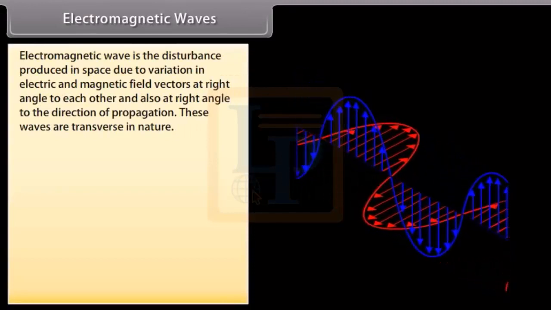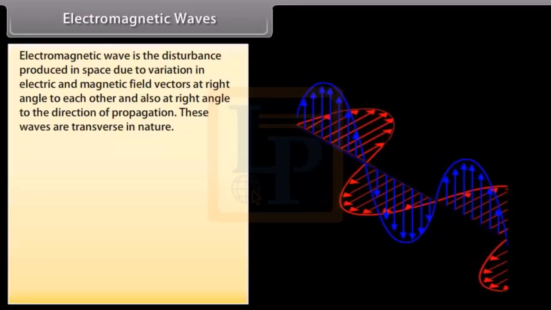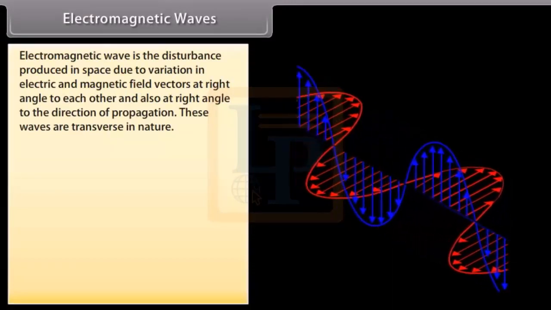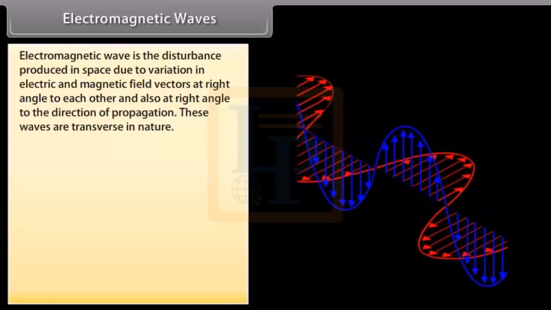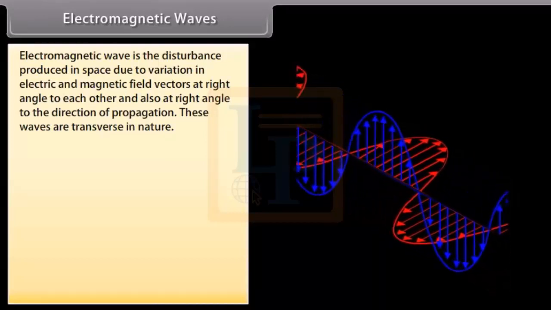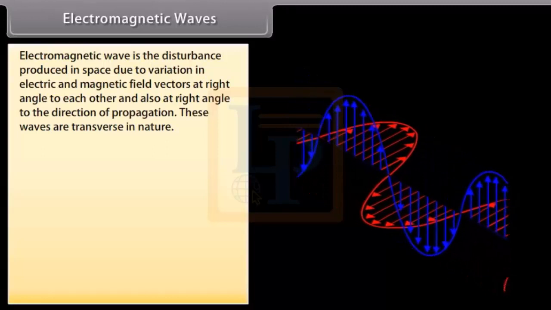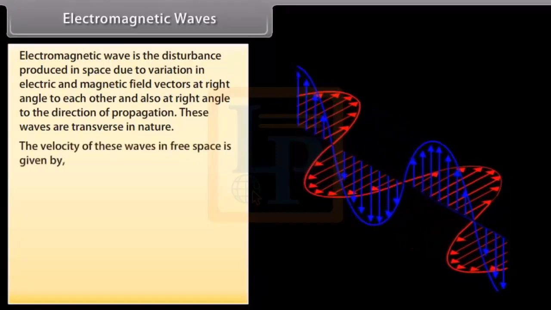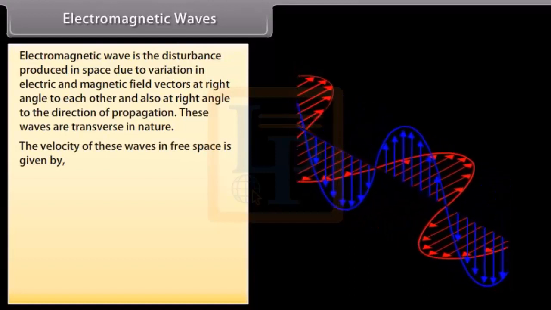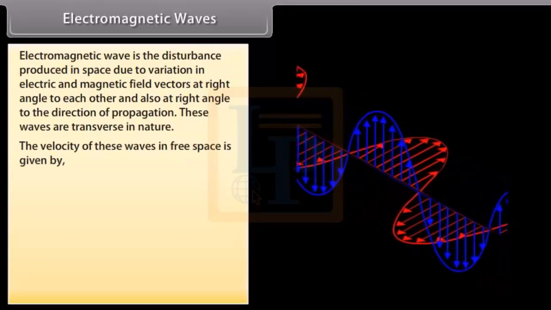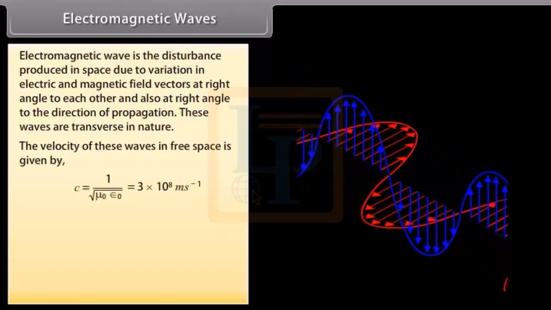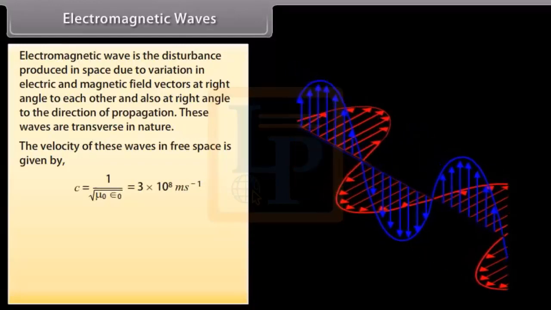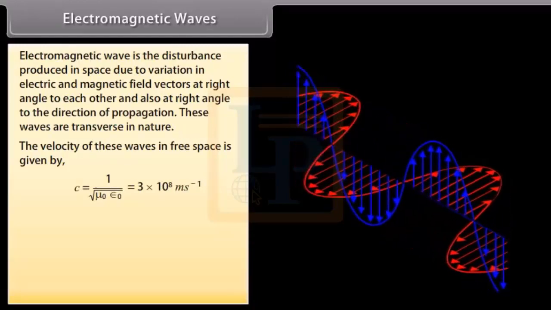Electromagnetic waves. An electromagnetic wave is the disturbance produced in space due to variation in electric and magnetic field vectors at right angle to each other and also at right angle to the direction of propagation. These waves are transverse in nature. The velocity of these waves in free space is equal to the velocity of light, which is equal to 3 into 10 raised to the power 8 meter per second.